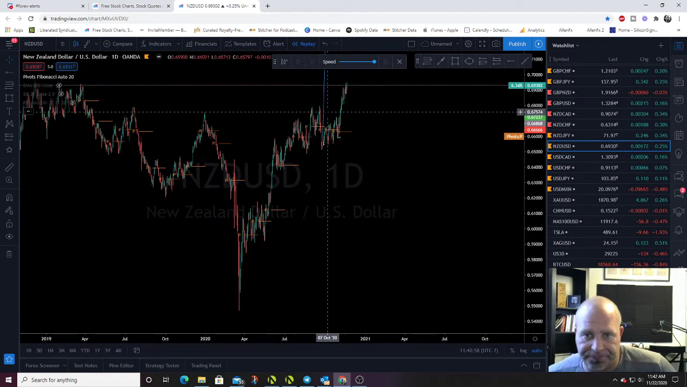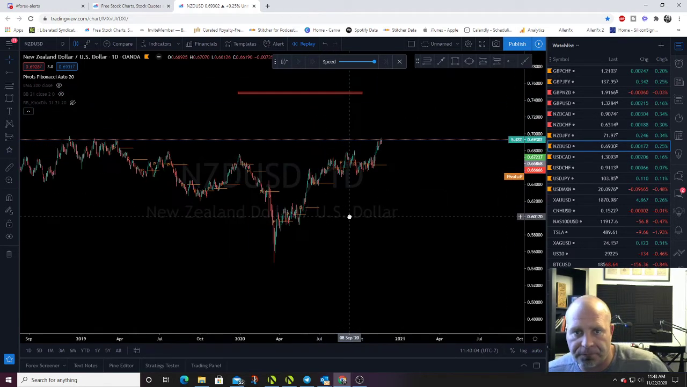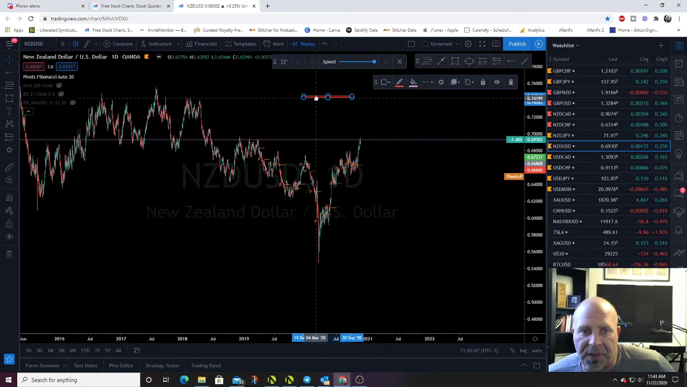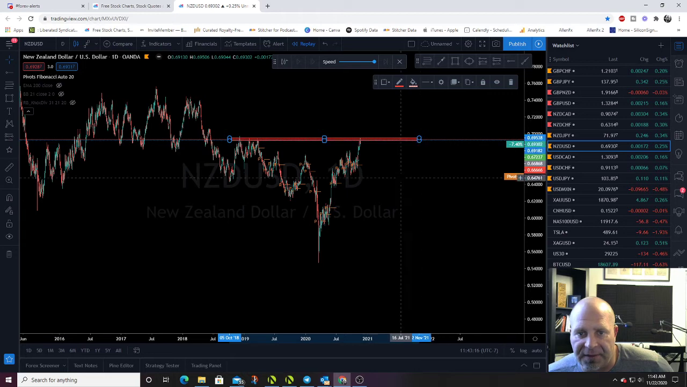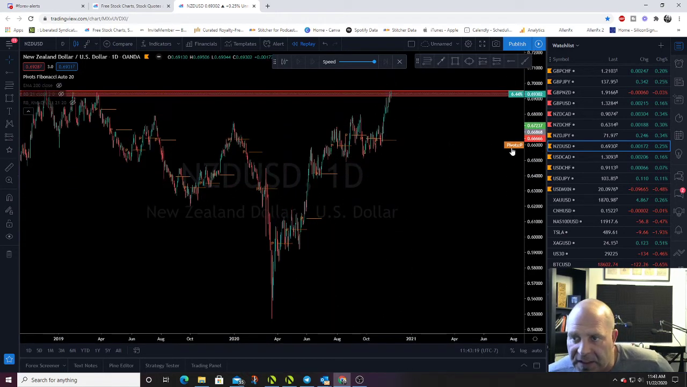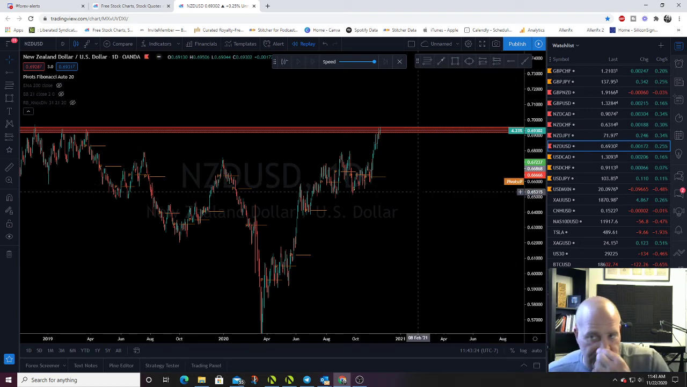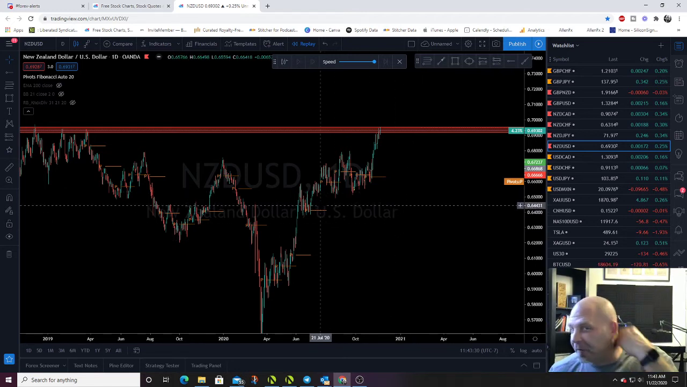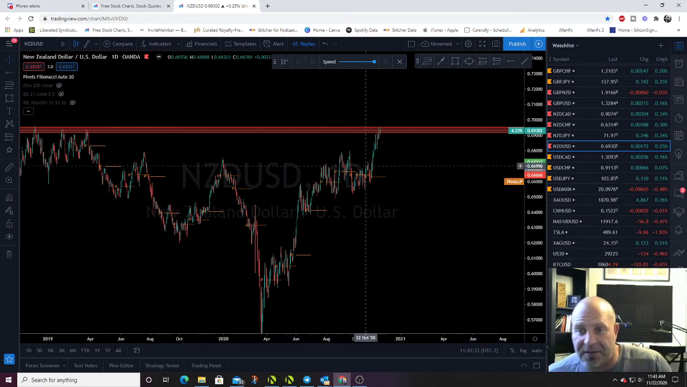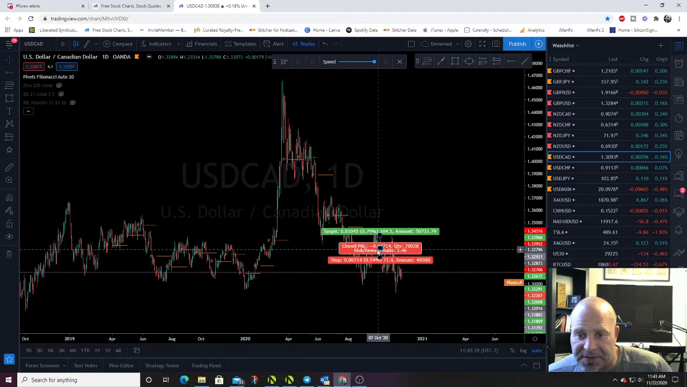NZD USD. No surprise there, big bullish run last week. We got this way up here based on this. I think we're testing that right now, so kind of the same scenario. I'm going to turn this one red. I'm going to tell you, NZD looks like a big recovery. Maybe it got overbought last week, and we're going to have a big sinking. Maybe it'll reset a little bit this week.